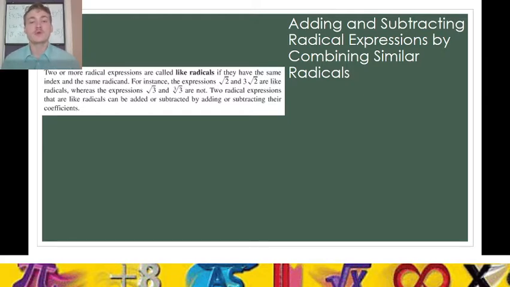We combine the square roots of 2 by adding the coefficients, the understood 1 for the square root of 2 and the 3 for 3 square roots of 2. 1 plus 3 gives us 4, thus we have 4 square roots of 2.